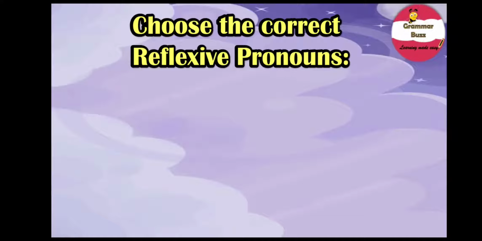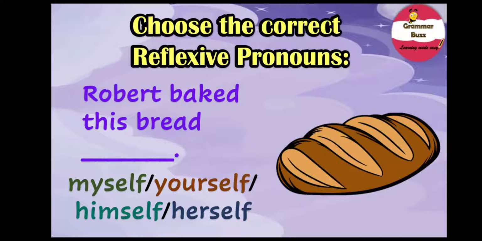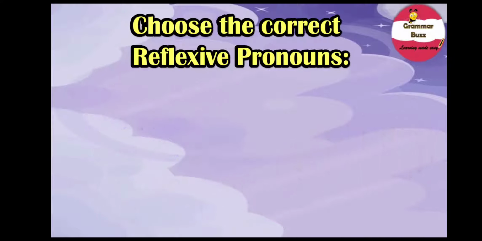And here comes our first sentence. And that is, Robert baked this bread. Robert baked this bread. And your options are myself, yourself, himself, herself. So which is the reflexive pronoun that would fit in with this sentence? Can you spot it? Well, I think you already have. And the correct answer is himself. You are absolutely right. Robert baked this bread himself. Good job. Here comes the next one for you.